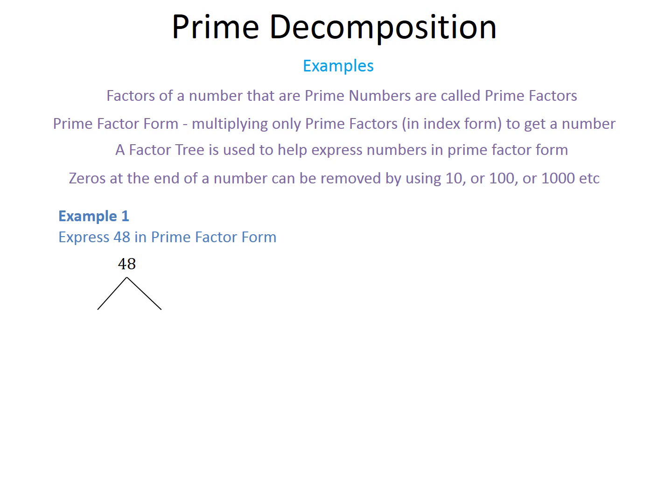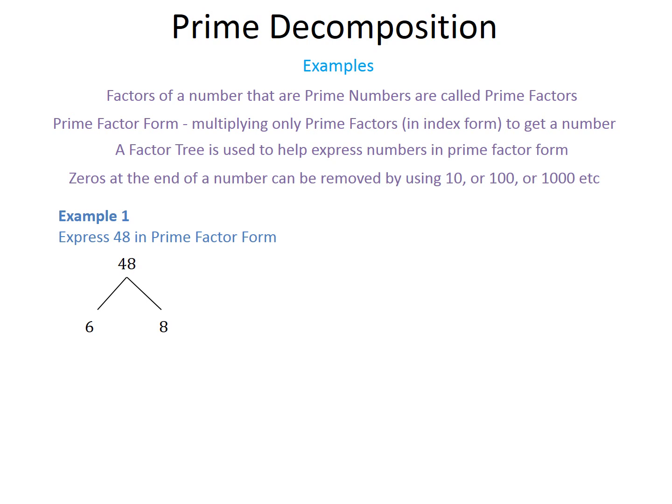Now, there's several. We could do 12 times 4. We could do 6 times 8. We could even do 2 times 24 if we want, or a lesser known one, 4 times 16. Doesn't matter which one I use. They'll all end up with the same answer at the end. I'm going to pick 6 times 8. Why?